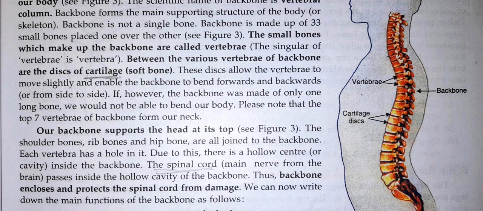Between two vertebrae comes a disc of cartilage, and they are the soft bones. Cartilages are the soft bones. And what is the work of this cartilage? This disc allows the vertebrae to move slightly and enables the backbone to bend forwards and backwards without a jerk. Because of this cartilage disc only, your backbone moves forward and backwards, because cartilage discs are present between two vertebrae. See in the figure.